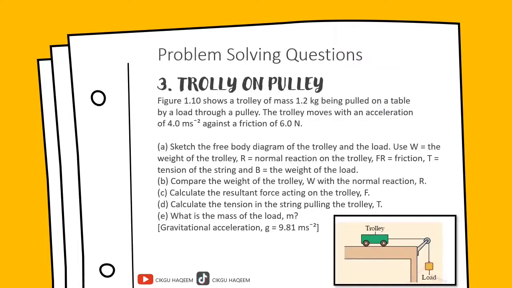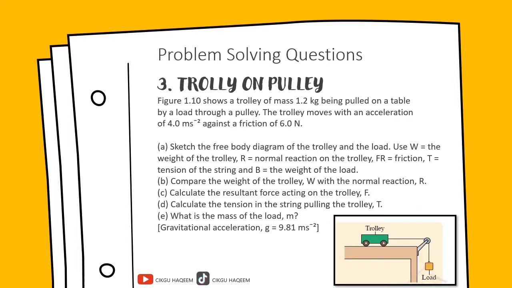Okay, for question number 3, which is trolley on a pulley. Figure 1.10 shows a trolley of mass 1.2 kilogram being pulled on a table by a load through a pulley. The trolley moves with an acceleration of 4.0 meter per second squared against a friction of 6.0 Newton.